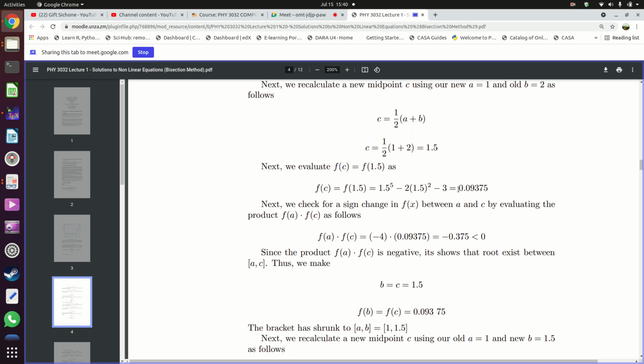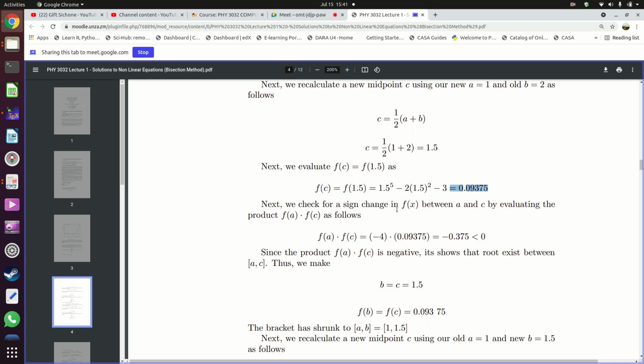This value is a positive value, 0.09375. It's positive. Well, sorry, it's compared to 21, but this is a positive value here. So the next question after you find this midpoint and its value, we ask the same question you have asked. Is there a solution between A, our new A, and our new midpoint? Between A and C, is there a solution between A and C?